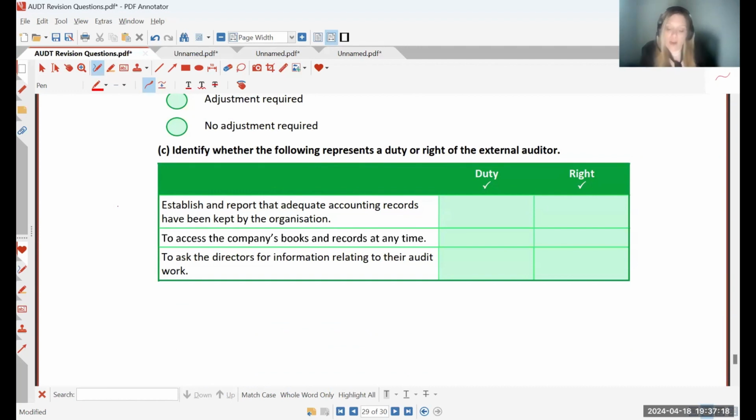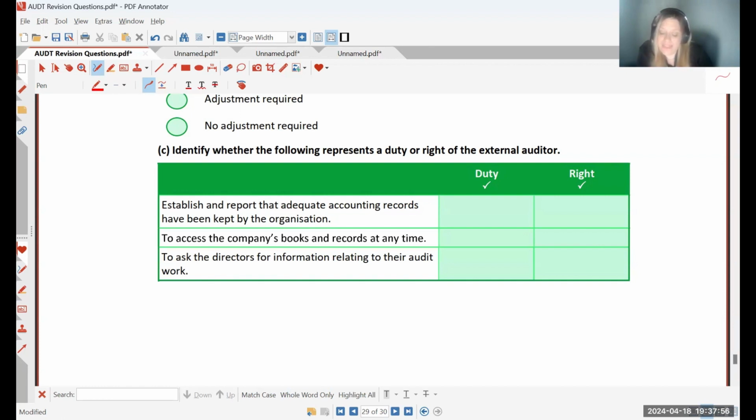And lastly then, identify whether the following represents a duty or a right of the external auditor. This one, I think, throws students. Let's have a look. A duty is something that the auditor must do. They must do it in their work. A right is something that they can do. So if I have a duty to do something, I must do it. If I have the right to do something, then I can do it.